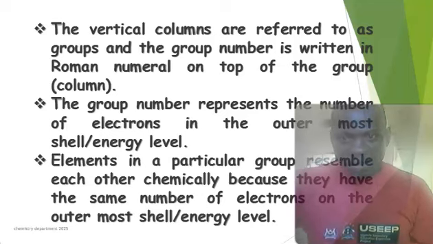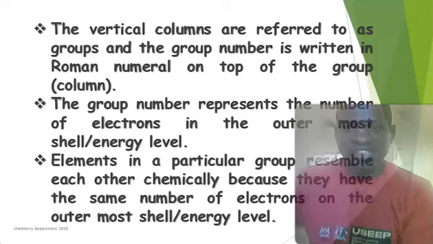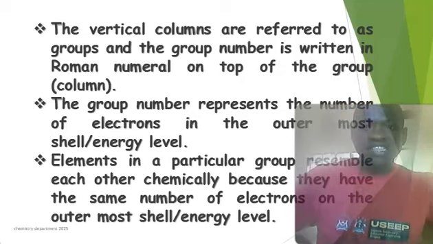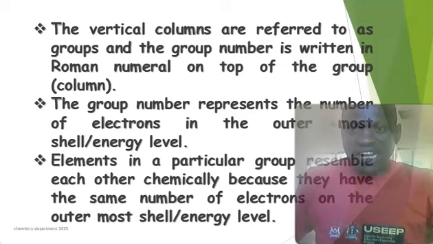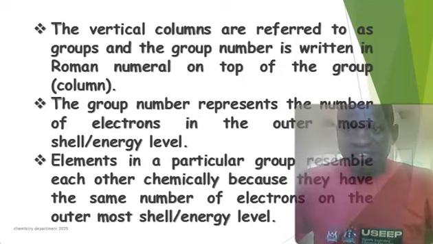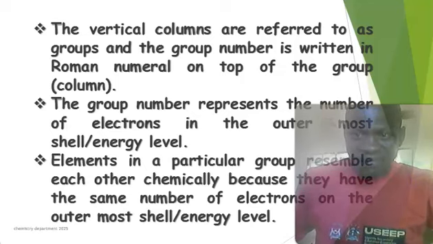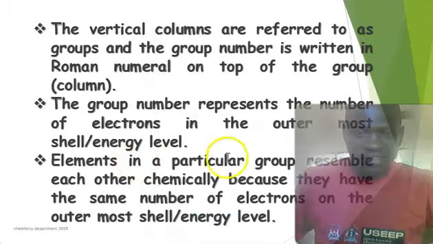Elements in a particular group resemble each other chemically because they have the same number of electrons in their outermost energy levels. You see, reactions depend on loss or gain of electrons. That means that elements which lose the same number of electrons are most likely to undergo the same reactions.